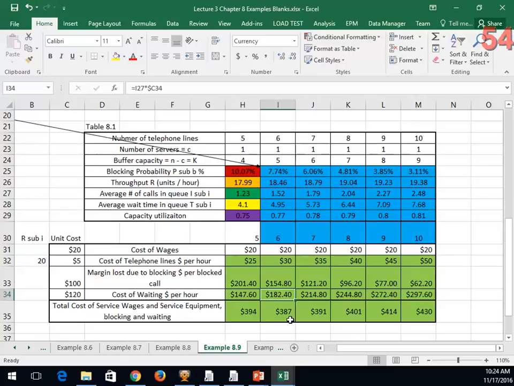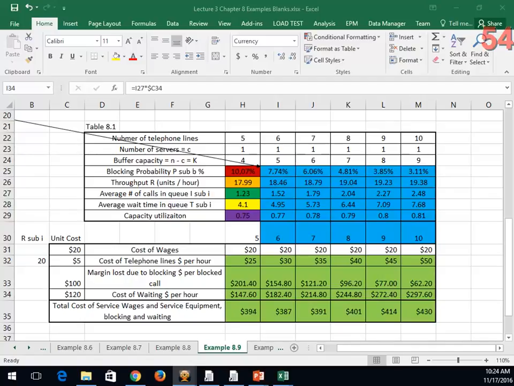If we sum up those total costs, with 5 lines our total cost is $394 per hour. With 6 lines, it's $387 per hour. And with 7 lines, it goes up to $391. So we would say $387, and we would go with 6 telephone lines as the ideal. In this example, we only varied the number of telephone lines. But you could also do this duality of varying the number of telephone lines and the number of servers at the same time.